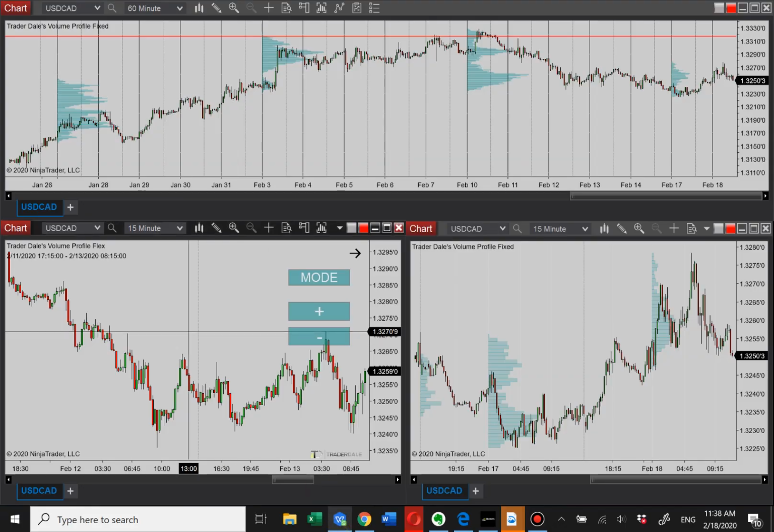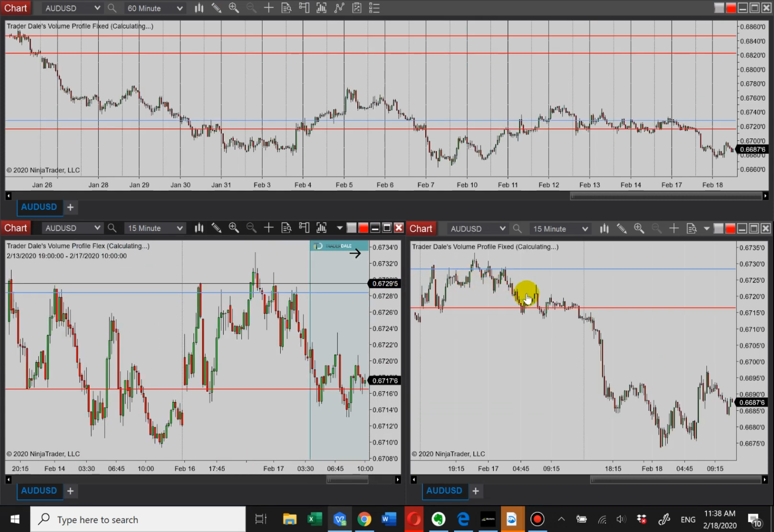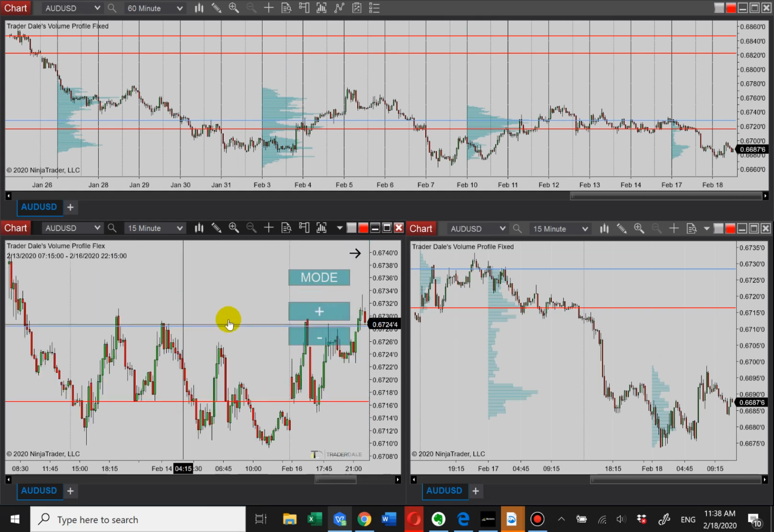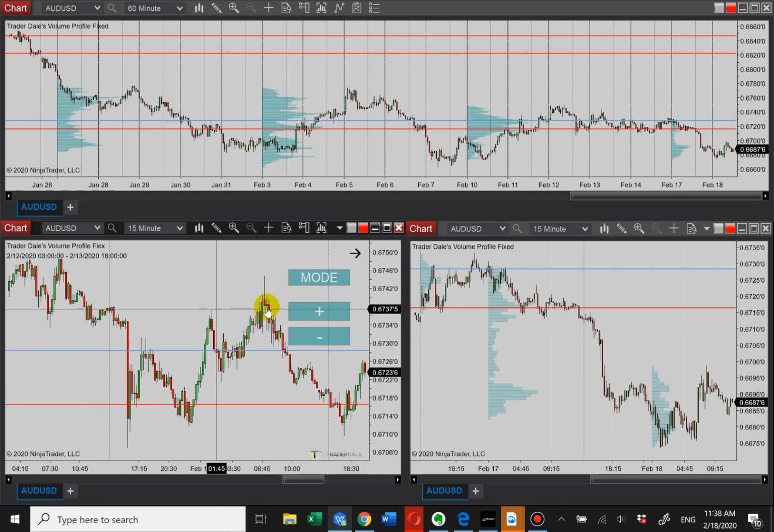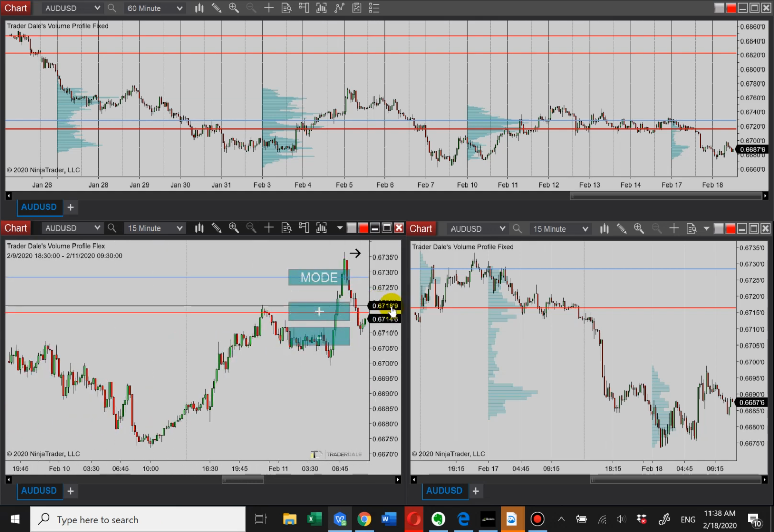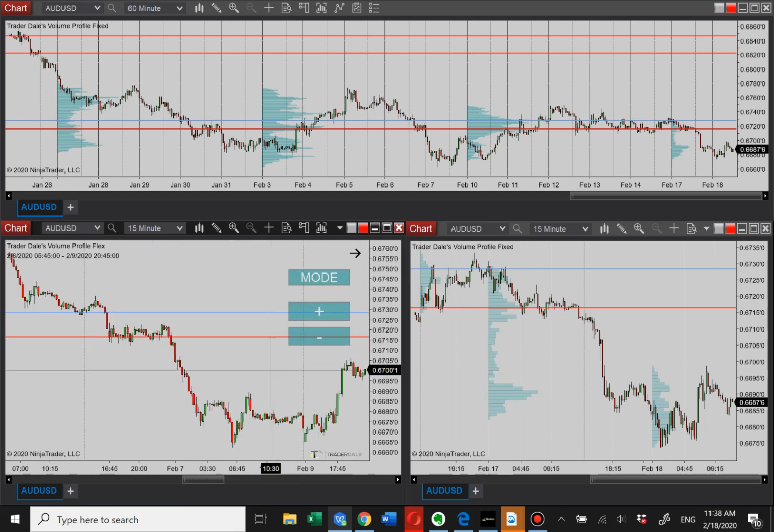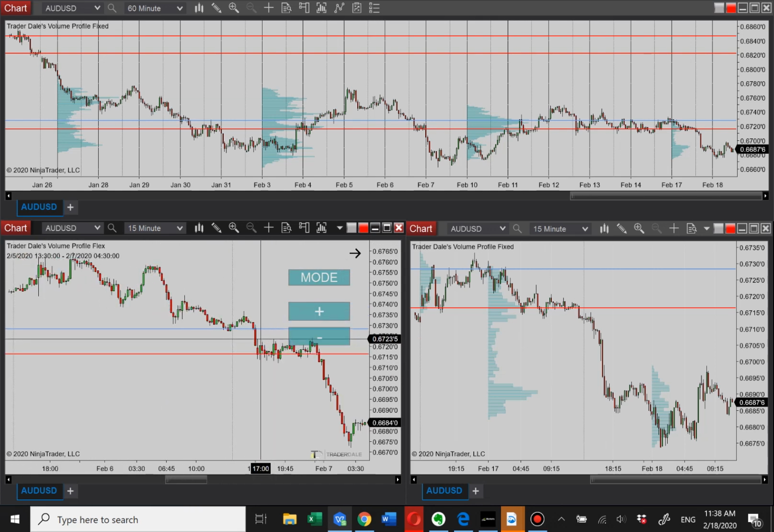Next one, Australian US dollar. Okay, we see the Australian US dollar right here. It was a trade that was taken quite some time ago. Right, okay, so why did I take this trade?